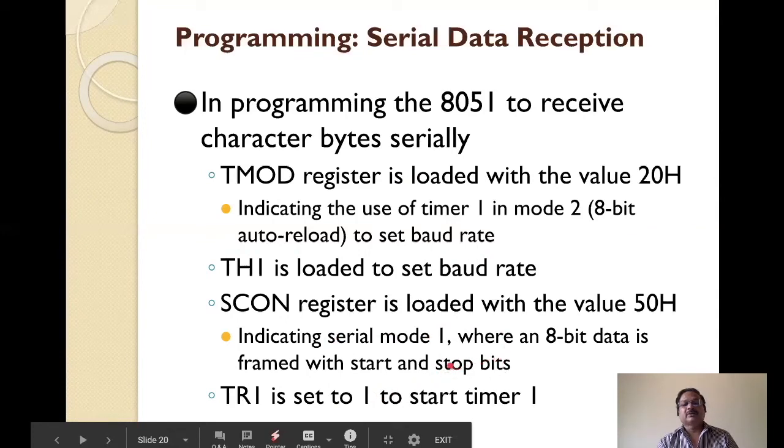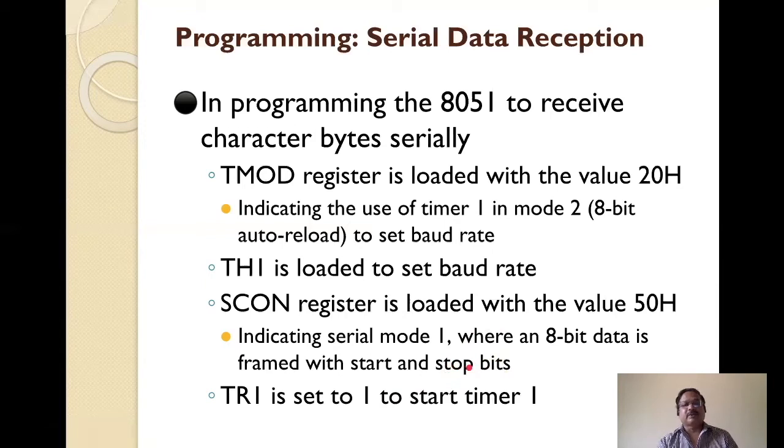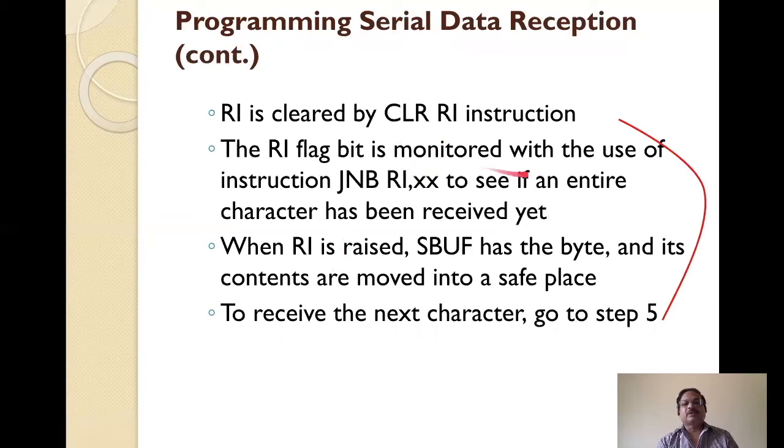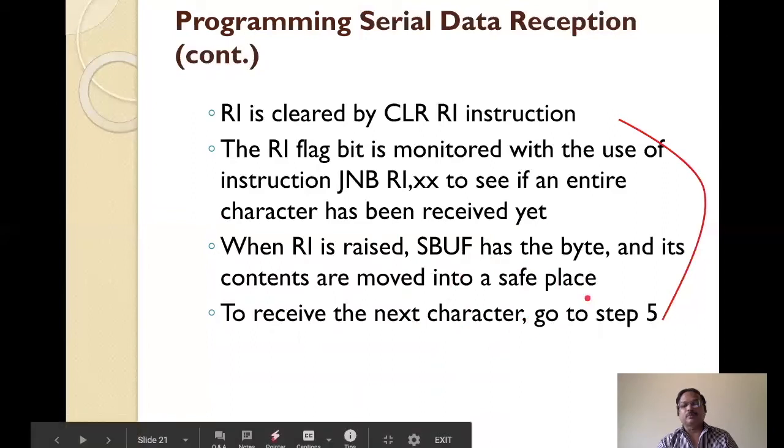And then, to read the contents available in the SBUF, you have to check the RI flag. RI is cleared by the CLR RI instruction. The RI flag bit is monitored with the instruction jump if not bit set RI, to see if an entire character has been received or not. When RI is raised, SBUF has the byte and its contents are moved into a safe place. To receive the next character, again we have to repeat the loop.